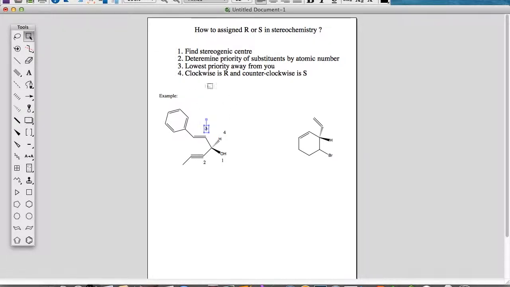And then we know the lowest priority is pointing away from you, which is the hydrogen. We count from 1 to 3, and we know this is clockwise, which is R.